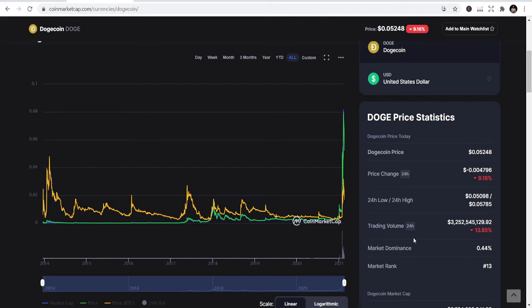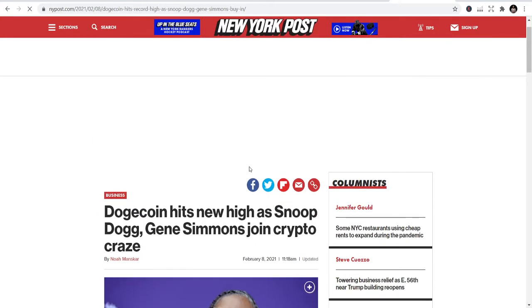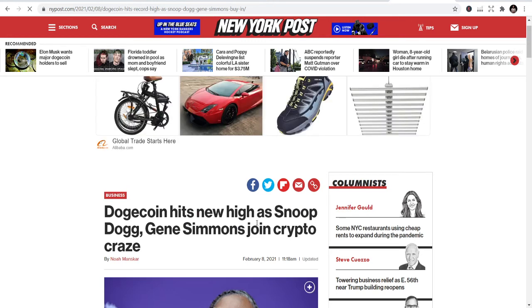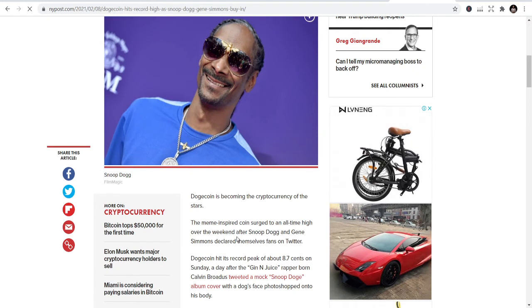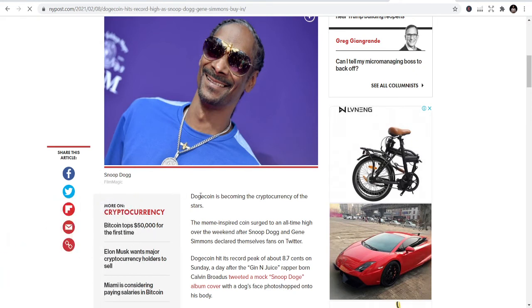Dogecoin is likely to get to $1. And I'm not a financial advisor. I'm just looking at trends and doing analysis like I'm doing. And I'm projecting that Dogecoin will get to $1. And it's not only Elon Musk. There are a lot of celebrities like Snoop Dogg. Dogecoin has a new high as Snoop Dogg, Jenny Simmons, and Crypto Chris get involved. Snoop Dogg actually put Dogecoin as his album cover. And all this hype is telling you something, that people are going to start liking Dogecoin.